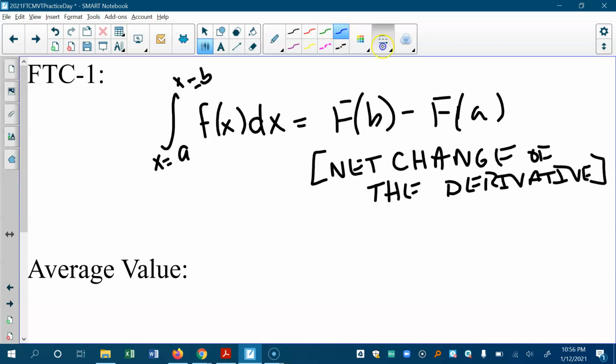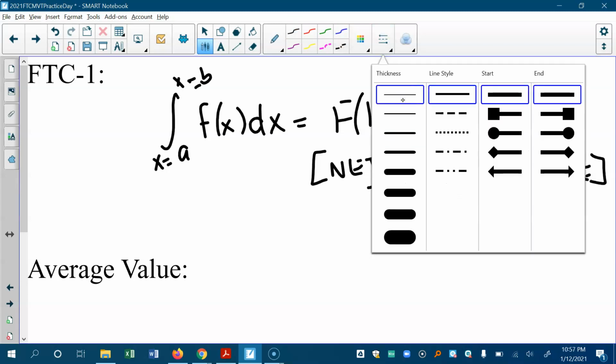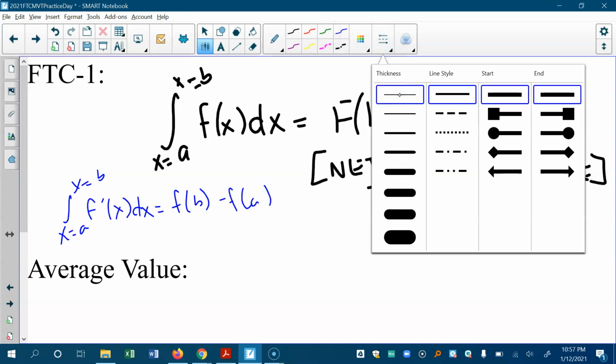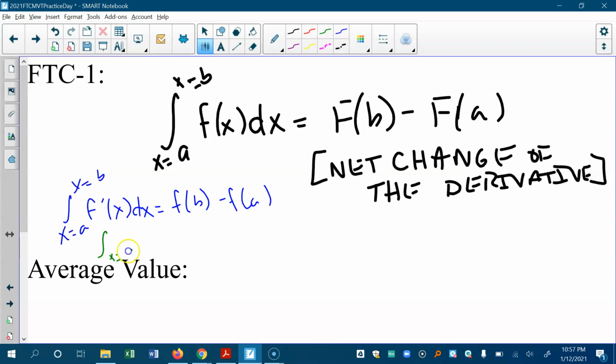I'm going to write on the side here small letters, and I did this in my class, that we could also write out the integral from x equals a to x equals b of f prime of x dx, and that's equal to little f of b minus little f of a. And we also wrote out that we could have the integral from x equals a to x equals b of f double prime of x dx, and that's equal to f prime of b minus f prime of a.